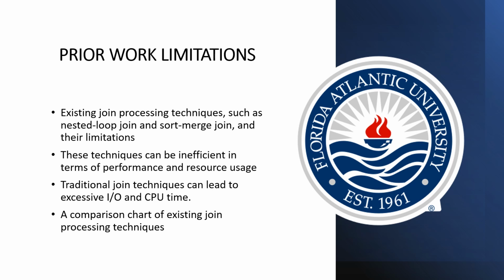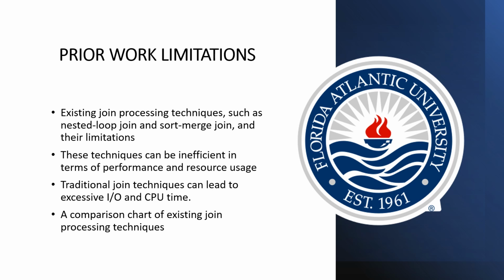Nested loop join. This technique is suitable for small tables or when joining only a few records. However, it can become extremely slow for large tables because of its quadratic time complexity. Sort merge join sorts both input tables by the join key and then performs a merge operation. While it has a better time complexity, it can still be slow and resource intensive for large tables.